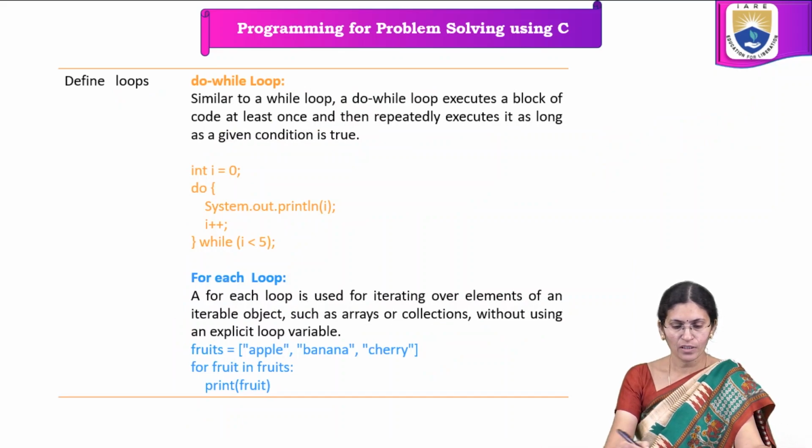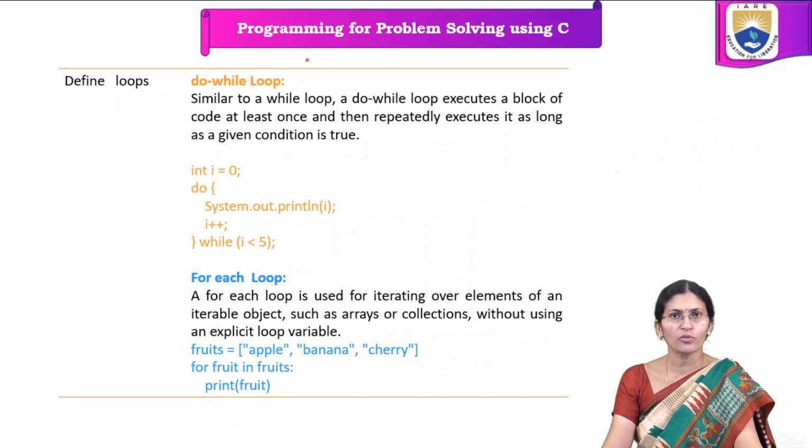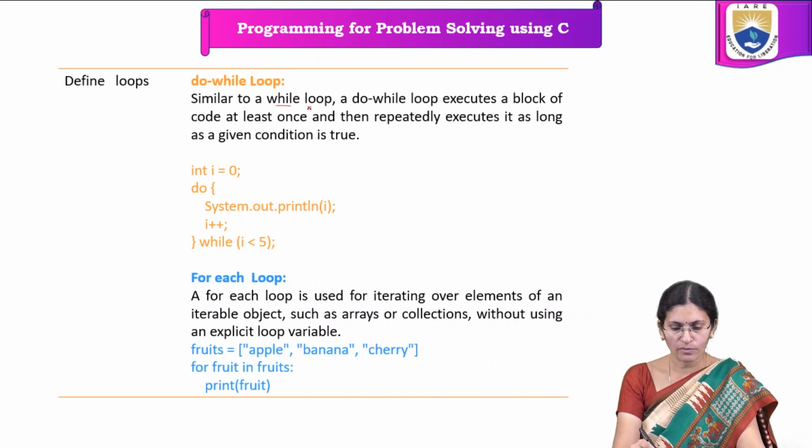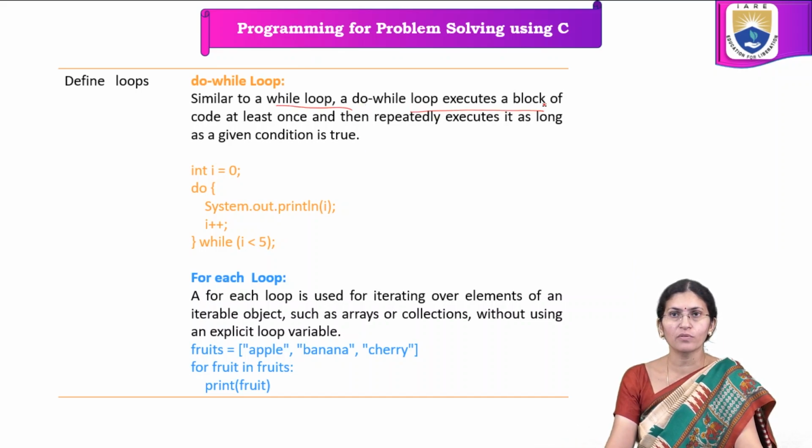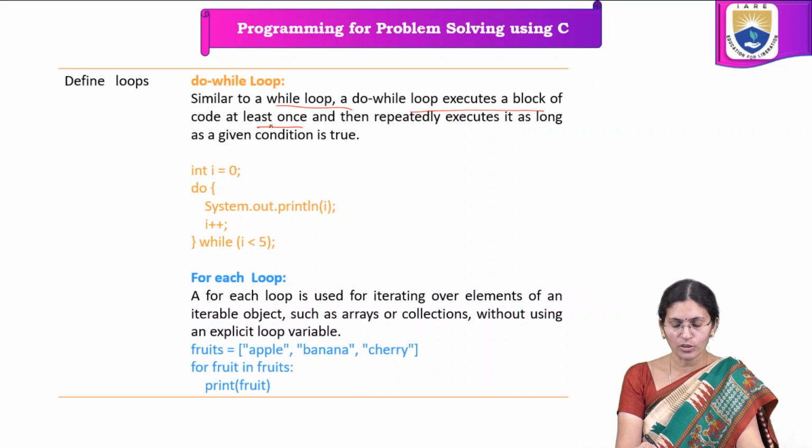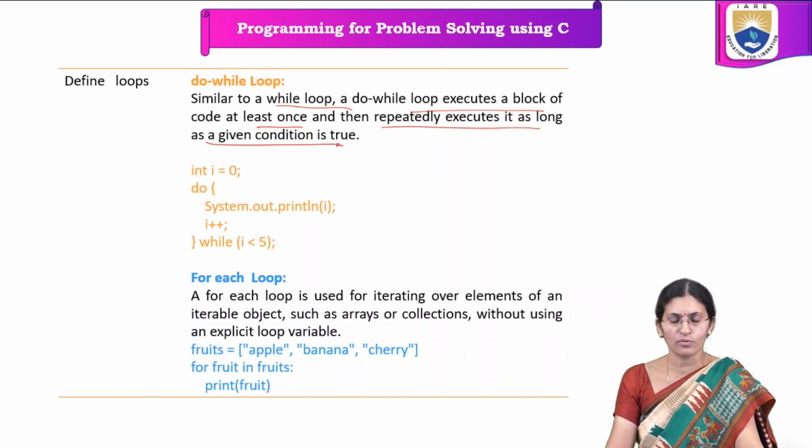Next one is do while loop. Do while loop is also used in C programming language. Similar to while loop, do while loop executes a block of code at least once. The main difference between for loop, while loop and do while loop is, for loop and while loop will execute the statements only if the condition is true, but do while loop will execute the block of code at least once before checking the condition, and then it will repeatedly execute as long as the given condition is true. For example, this is a simple program which has been implemented by using do while loop.